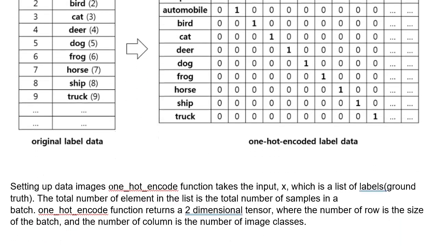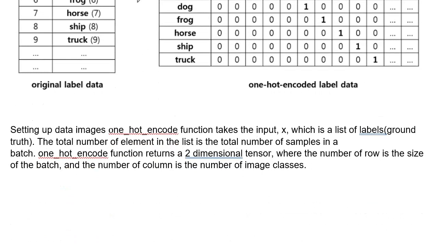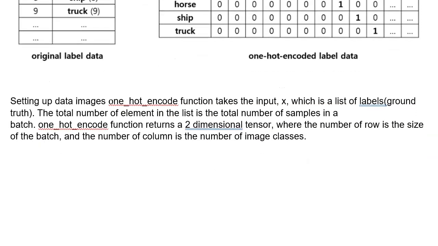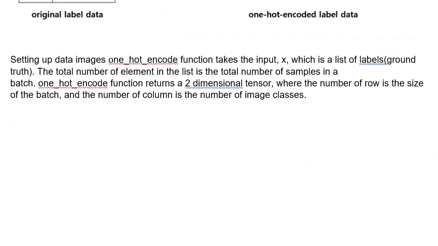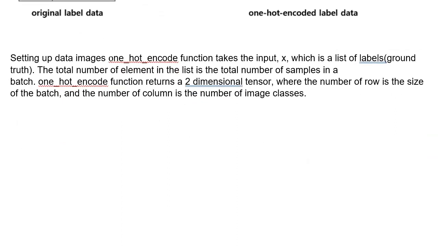This is information on the one-hot encoded dataset. In the example below, we can see x as a list of labels, and the total number of elements in the list is equal to the total number of samples in the batch. If there are five elements, then there are five samples in the batch. That is what it means.